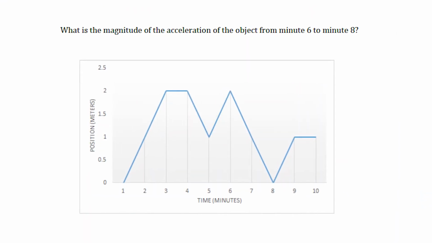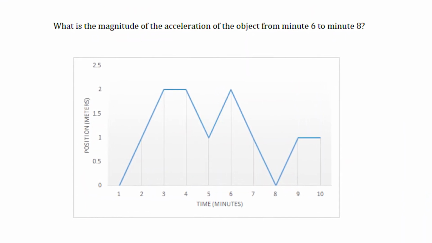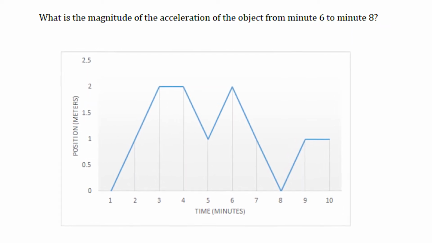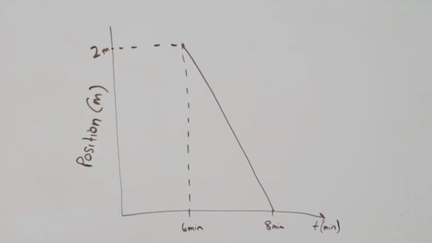We're going to try another one real quick. What is the magnitude of the acceleration of the object from minute 6 to minute 8? I'm not going to draw the entire graph, I'm only going to draw the section that we're using, which is from minute 6 to minute 8. And we want to find the average acceleration given the position.